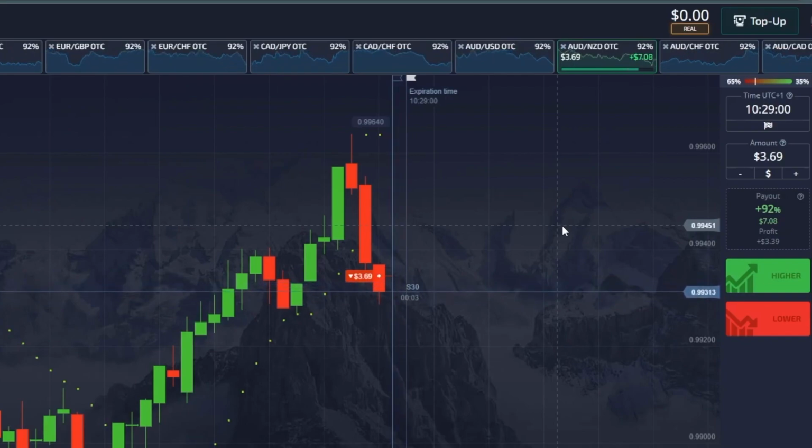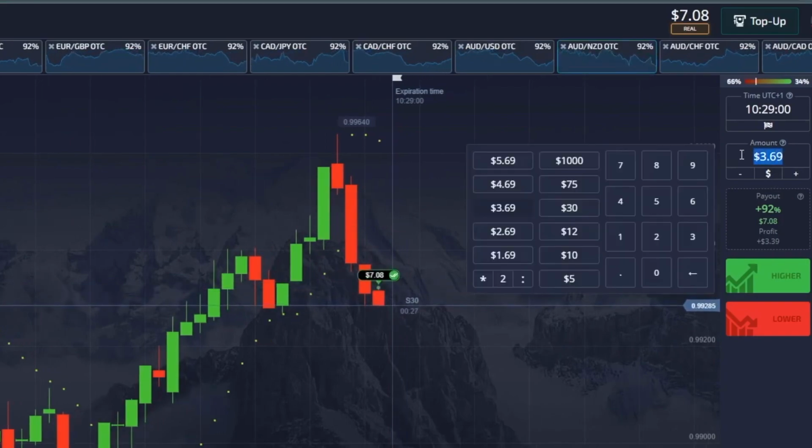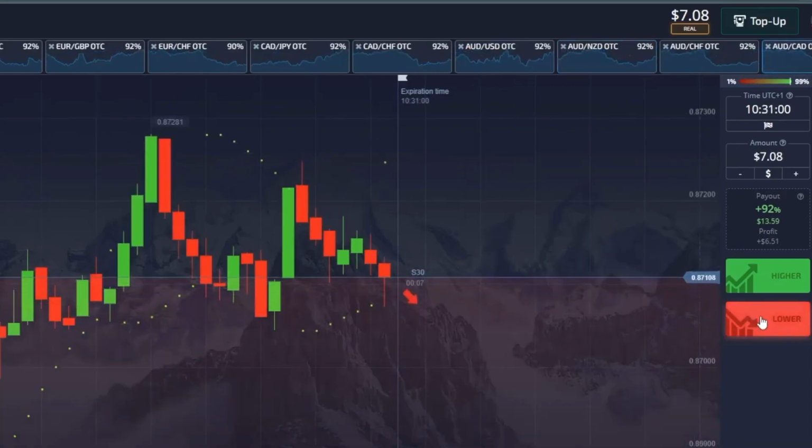So with this strategy, this price has got to go down. We're looking for this to go down, and we got that. So we're now up to $7.08. We're going to put all the money on. You might think this is stressful, but it's not.